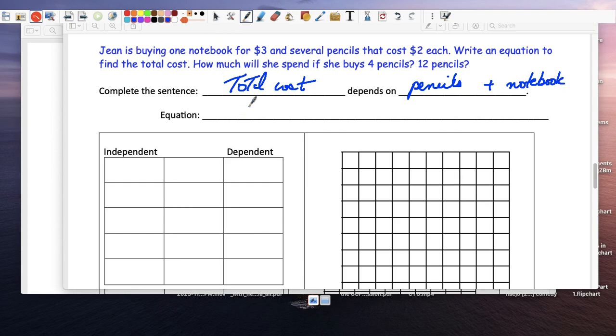So T, total cost. Now, how much is each pencil? $2. So we can write 2 times the number of pencils plus, it's only one notebook, so we can write it like that. If you decide to write it like this, that's also the same thing. Now, with this, right off the bat, we have our y-intercept.